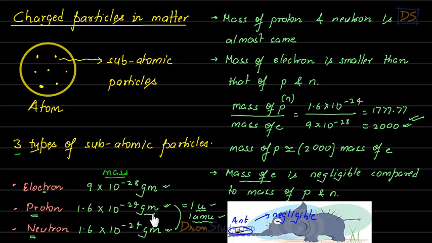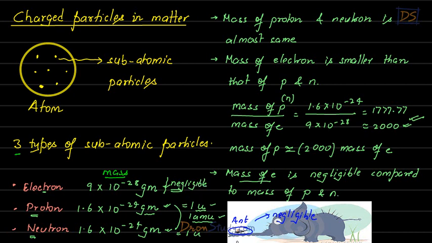As gram is a unit of mass, U or AMU are also units of mass, and in this unit, mass of proton is 1. So you can understand that mass of neutron will also be written as 1 U or 1 AMU. What about the mass of electron? As we have already seen, it is negligible.